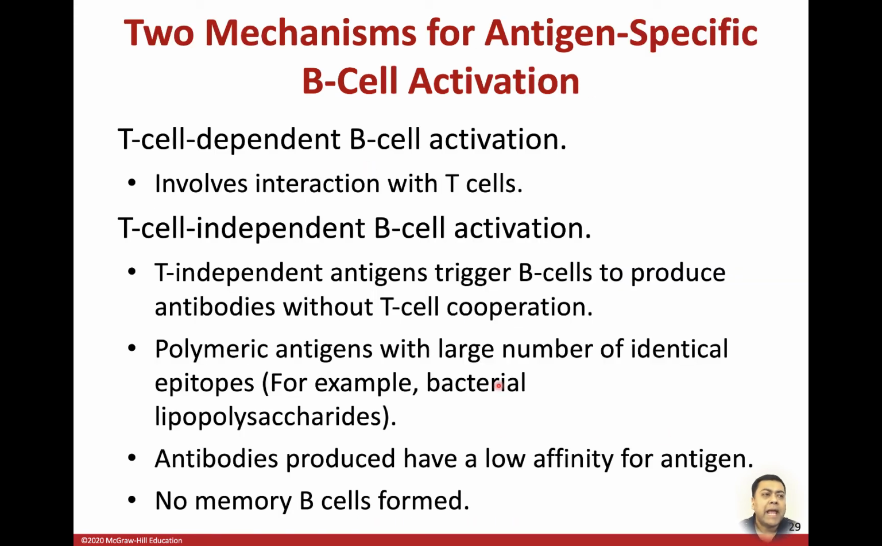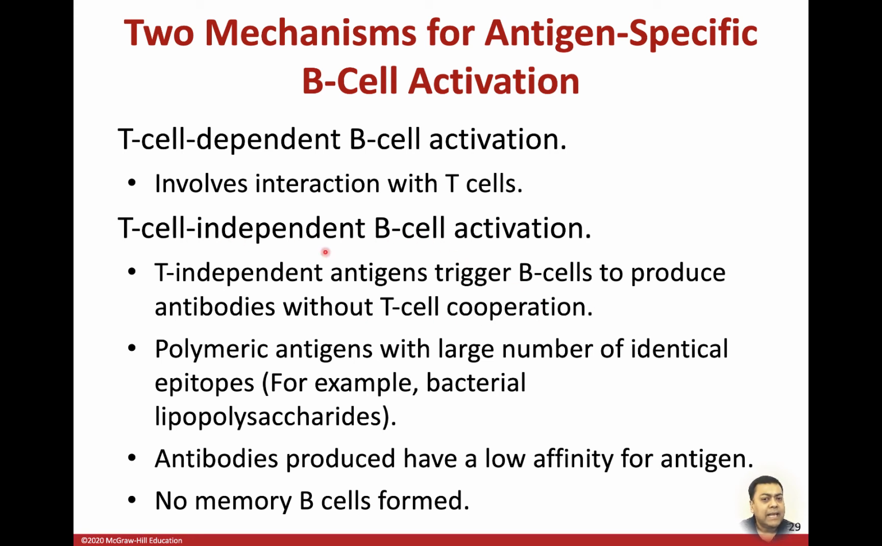So there are two mechanisms of the B cell activation. One is called T cell dependent activation, which involves the interaction with the T cell. On the other hand, there is a T independent activation, which is triggered by the B cells to produce antibodies without the T cell. So how does it happen?